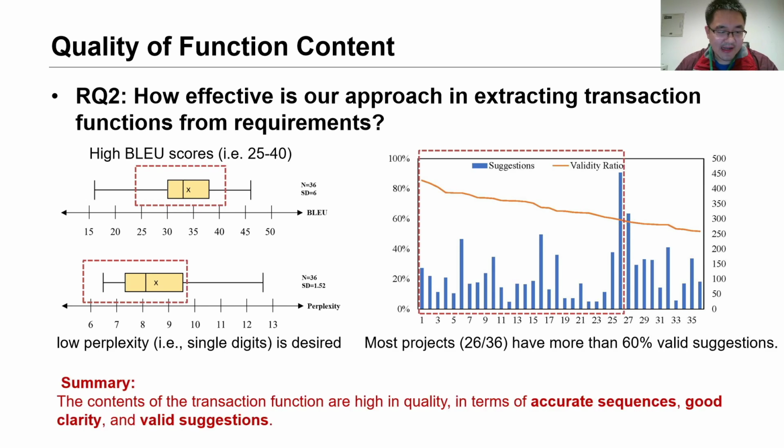Then, if an extracted function's BLEU value is larger than 25, we consider it as a valid suggestion. Based on all the transaction functions extracted from each project, we find that most projects have more than 60% valid suggestions.